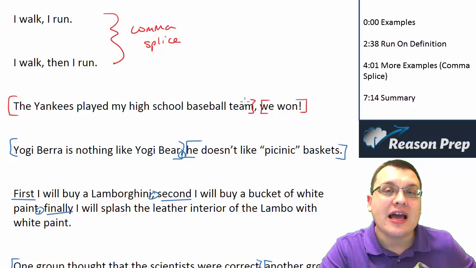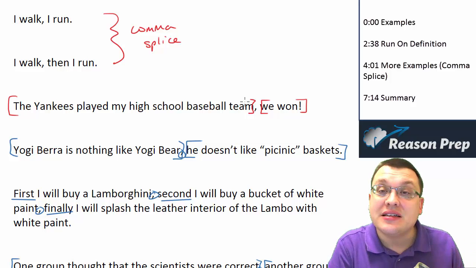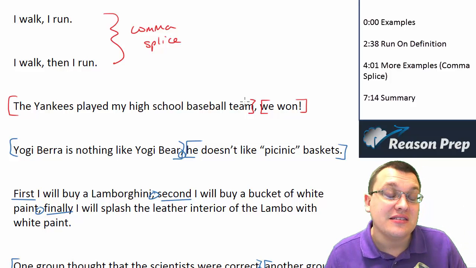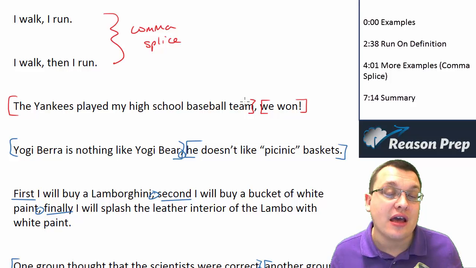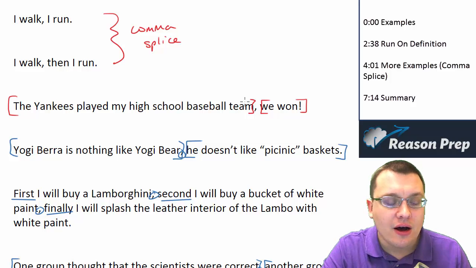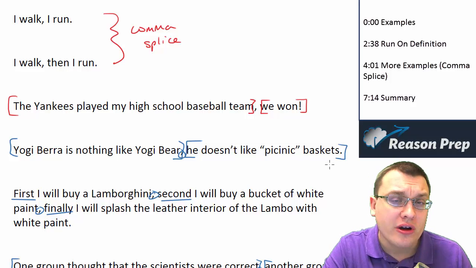So always be looking out for your incomplete and complete sentences. Once you've determined that a sentence is complete, that it's independent, that it's not a fragment, then you have to look at how it's put together. And that's what these errors all have to do with. So let's move on to talking about coordination.